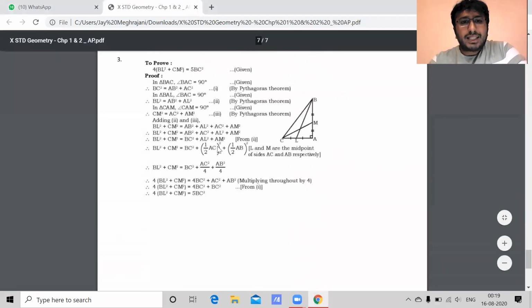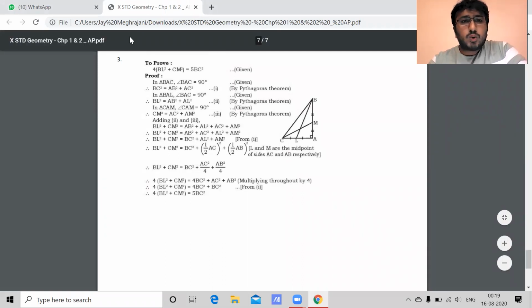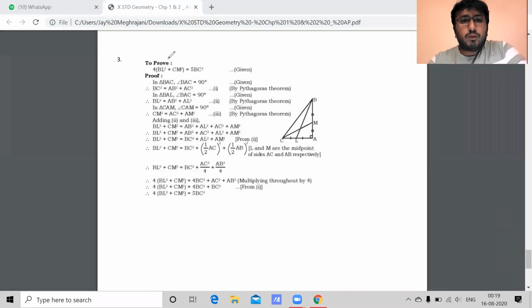We move on to the last sum. Last sum was again a proof based sum. Students, in this sum we have to prove 4 bracket BL square plus CM square is equal to 5 BC square. So students, first term we wanted BL square, second term we wanted CM square, third term we wanted BC square. Each of the terms will be getting by applying Pythagoras theorem.